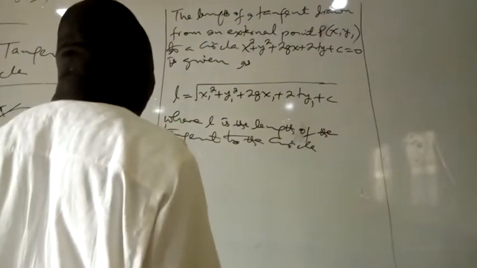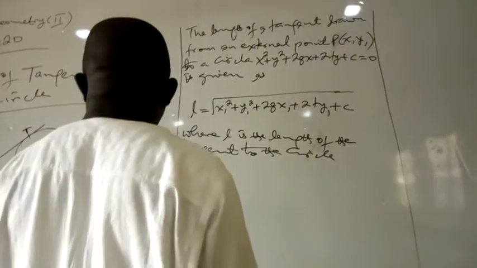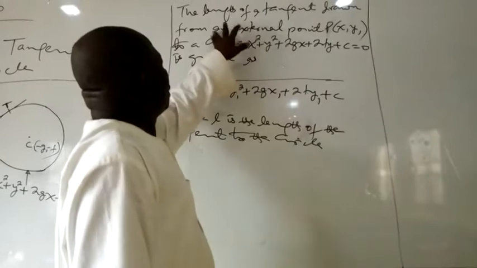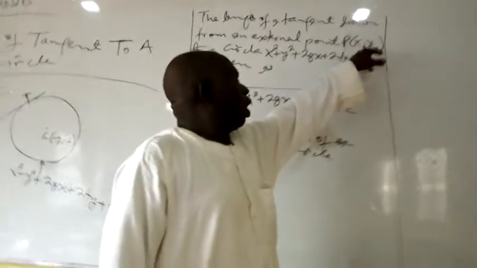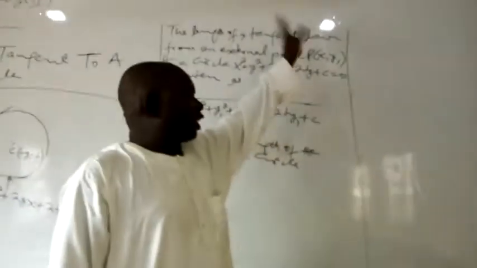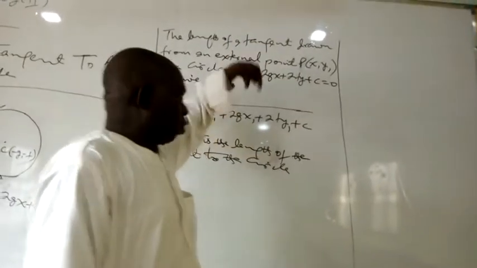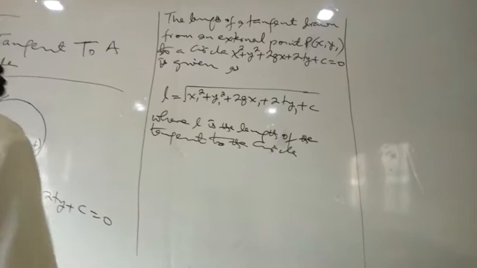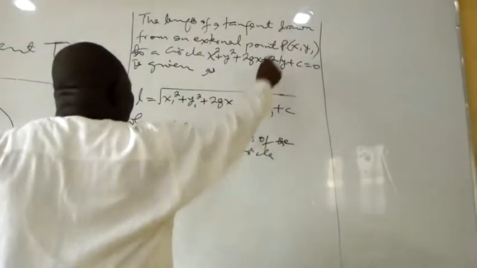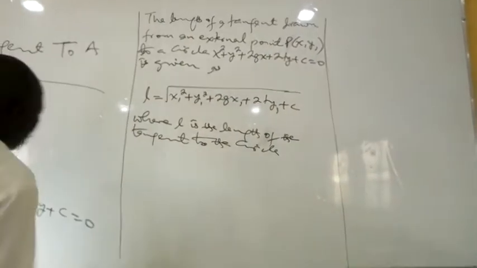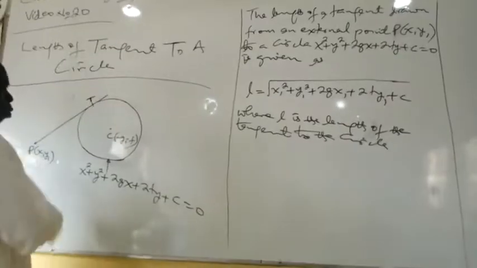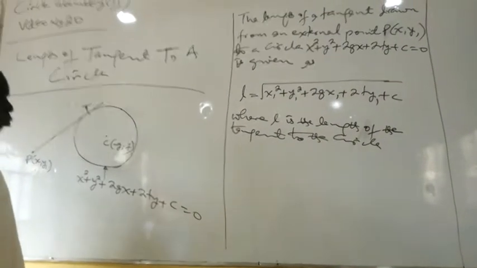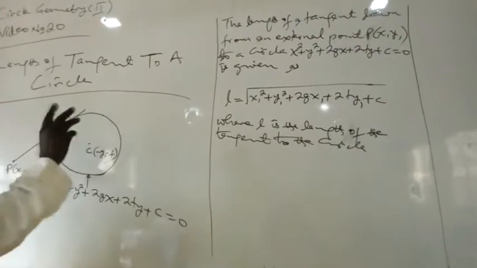So now all we have to do is take this coordinate x1, y1, which is the coordinate of the external point from where the tangent is drawn to the circle, substitute those coordinates into the general form of the equation of a circle, and then take the root of everything. That is all. That is one method.